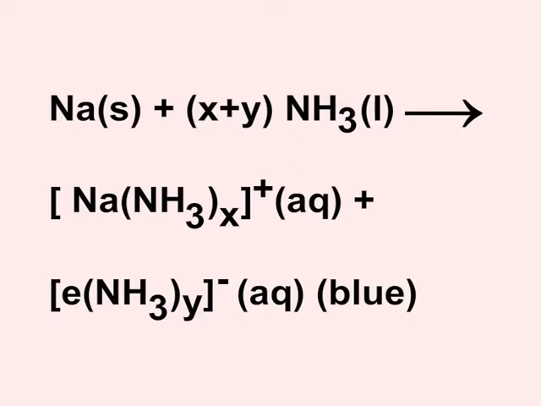Do you know why it is so? When light falls on the ammoniated electrons, they absorb energy corresponding to the red color and the transmitted light has a blue color. This solution is also used as a reducing agent. Each of the dissolving sodium atoms loses an electron and becomes a cation. Both the cation and the free electron are solvated by ammonia molecules.